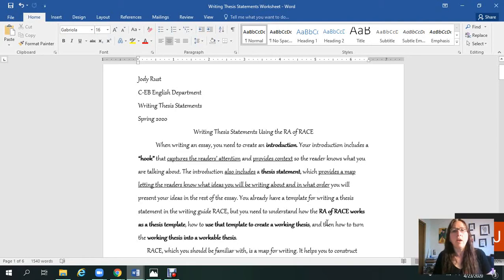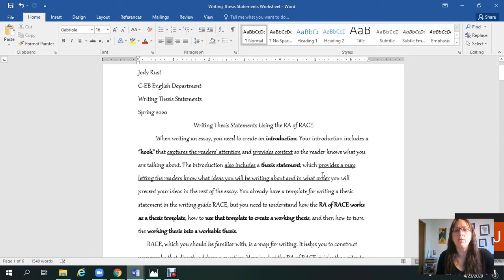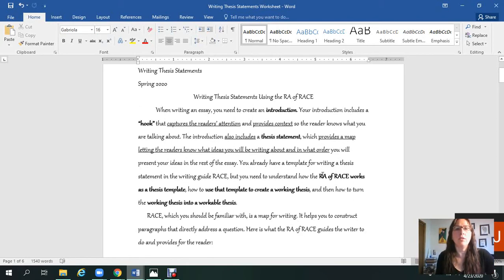a thesis. So when writing an essay, you need to create an introduction. Your introduction includes a hook that captures the reader's attention and provides context so the reader knows what you're talking about. The introduction also includes a thesis statement, which provides a map letting the readers know what ideas you will be writing about, in what order you will present your ideas in the rest of the essay.